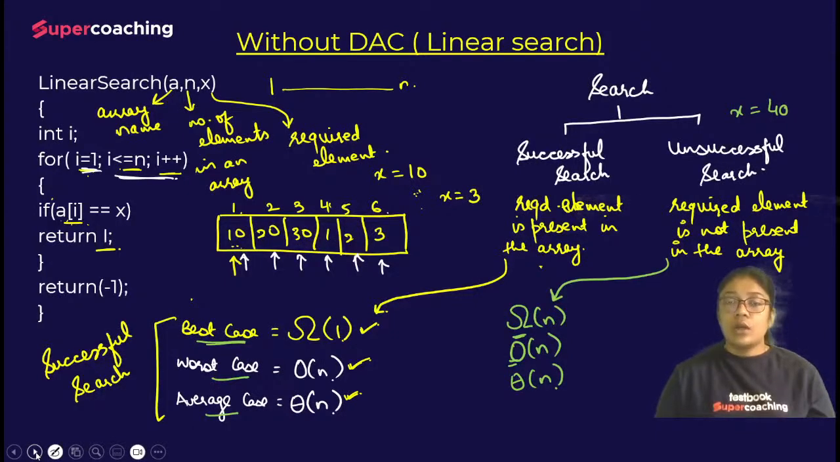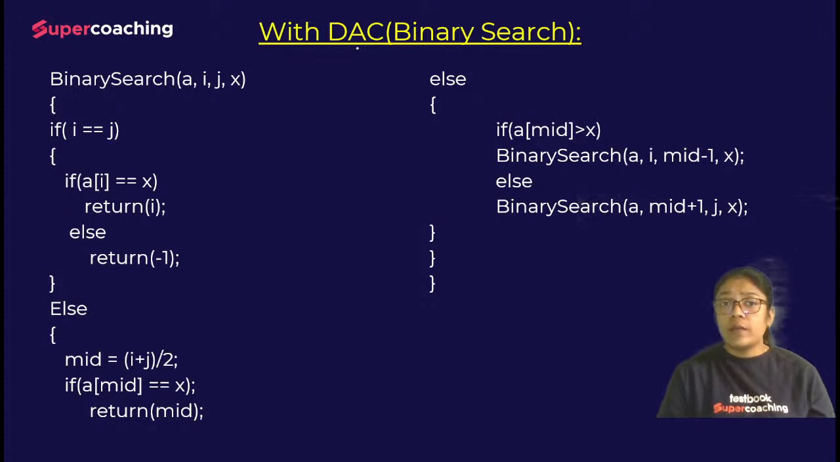This is about linear search. हमने problem को divide नहीं किए, so this is also known as without DAC. Second method is with DAC, when we are dividing the problem into the subparts and we are going to either left side or right side.